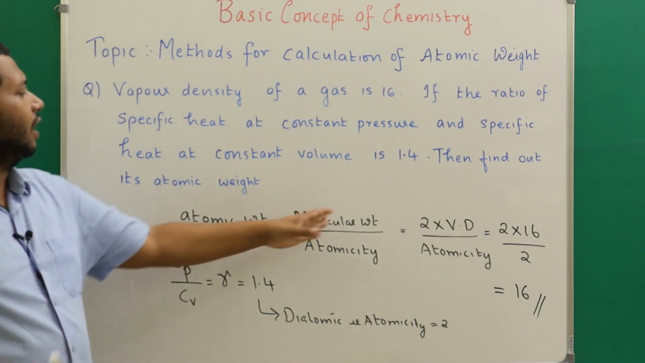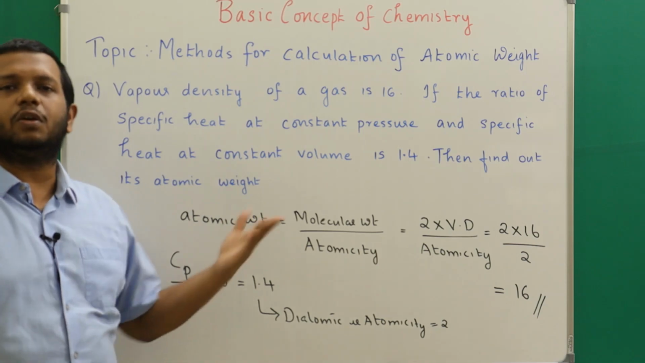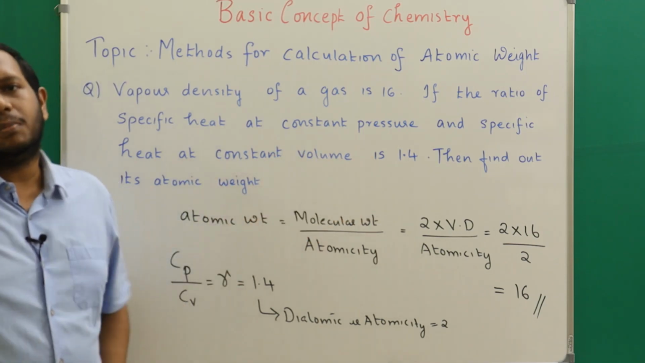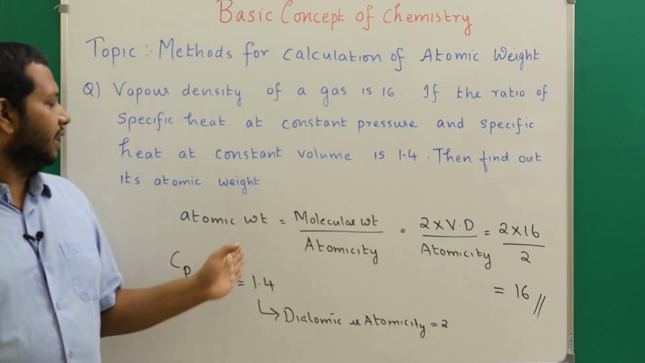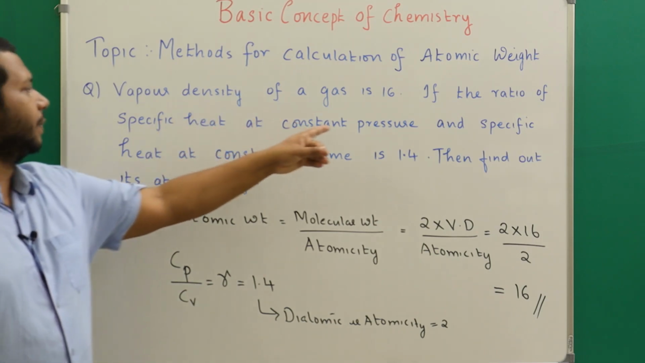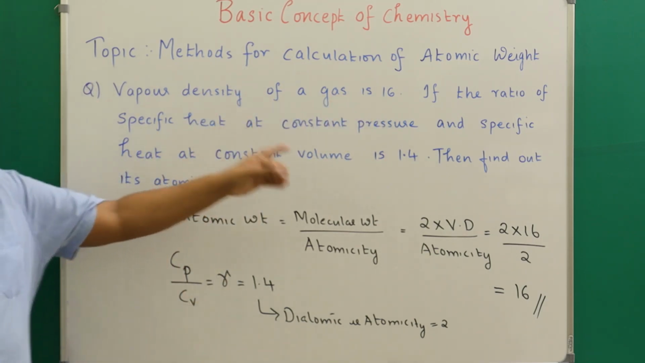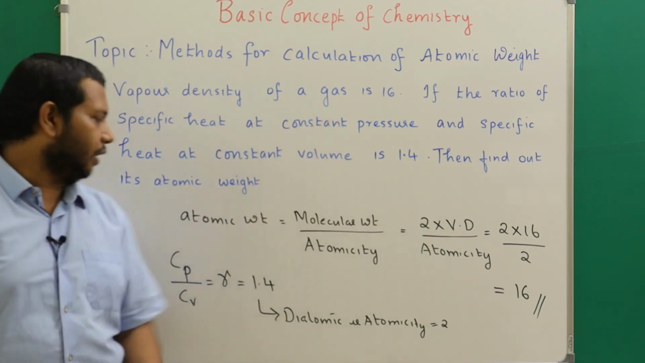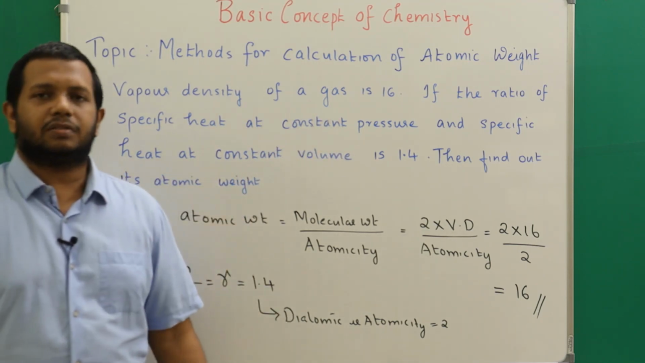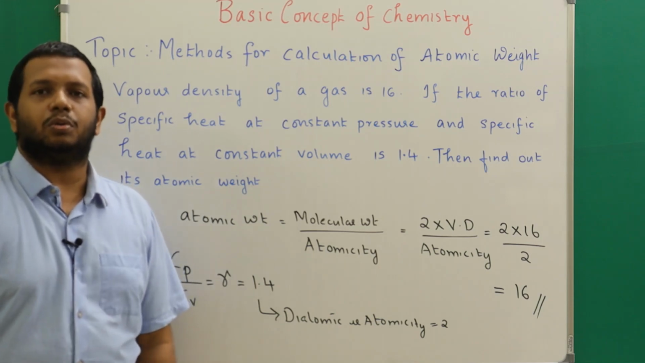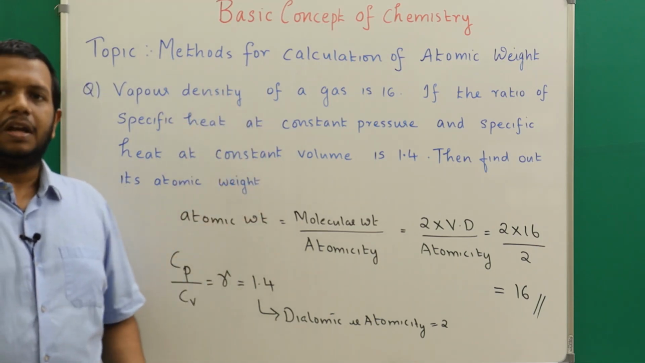Here the molecular weight they have given as vapor density, and we know that 2 times vapor density is the molecular weight. For atomicity they have given the clue: the ratio of specific heat at constant pressure to specific heat at constant volume is 1.4. 1.4 corresponds to what? Diatomic. So the atomicity is equal to 2. I hope you understood the concept.